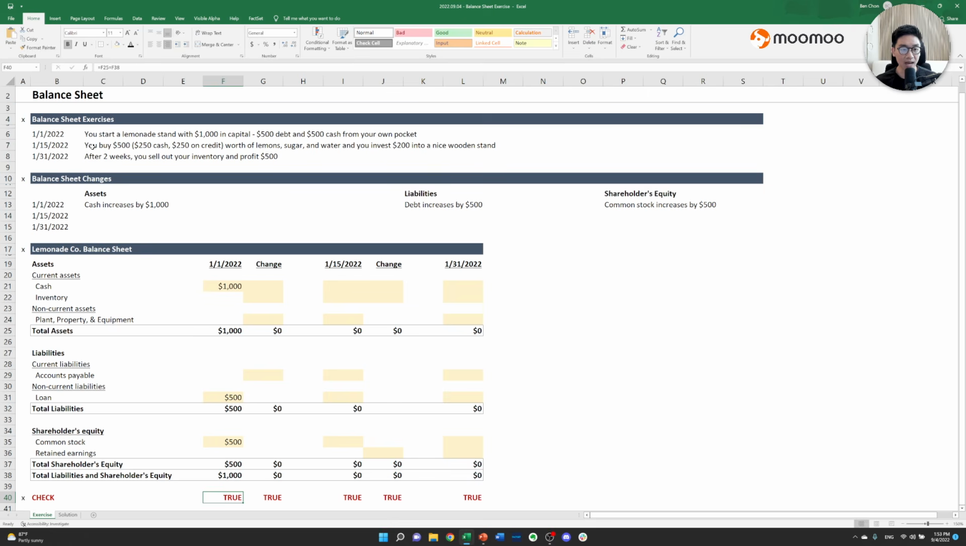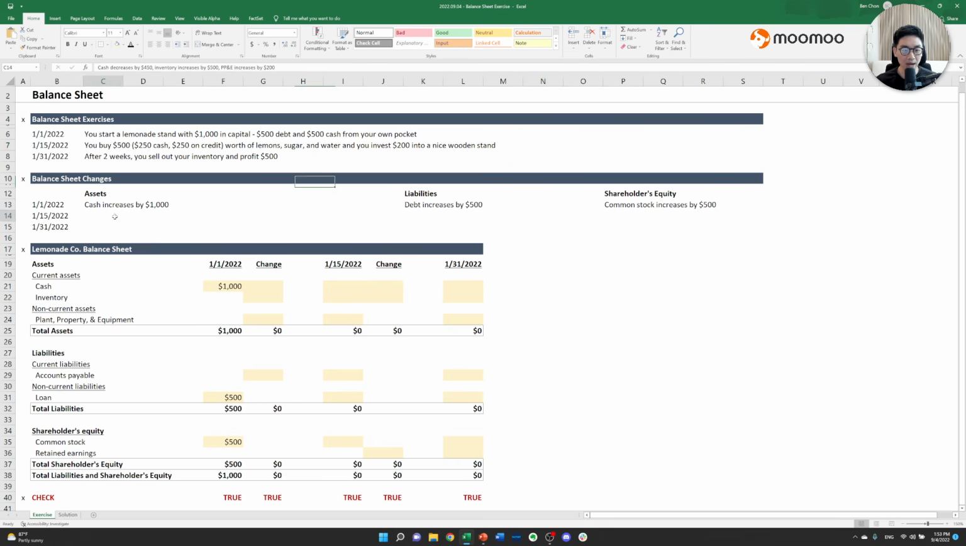So the next thing that happens, in two weeks, is you buy $500 worth of lemons, sugar, and water, which is inventory. And you pay for that with $250 in cash and $250 in credit, so basically accounts payable. And then you invest $200 into a nice wooden stand, which is equipment. So that will be your plant, property, and equipment.